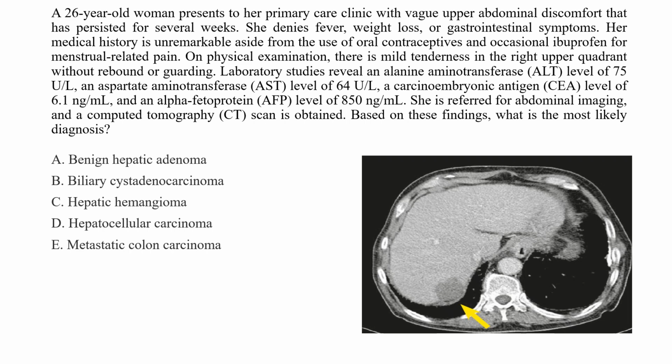Laboratory studies reveal an ALT level of 75 and an AST level of 64, a carcinoembryonic antigen level of 6.1 nanograms per milliliter, and an alpha fetoprotein level of 850 nanograms per milliliter. She is referred for abdominal imaging and a CT scan is obtained. Based on these findings, what is the most likely diagnosis?